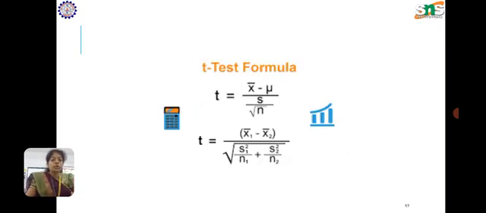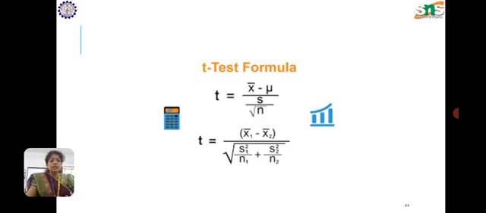We have two formulas for the t-test. The first formula is for the single mean and the second formula is for the double mean. After identifying whether the given data is single mean or double mean, we have to decide single tail or double tail. If the given data says equal or not equal, we say it is two-tailed data. If we have increase or decrease, we say it is single tail data.